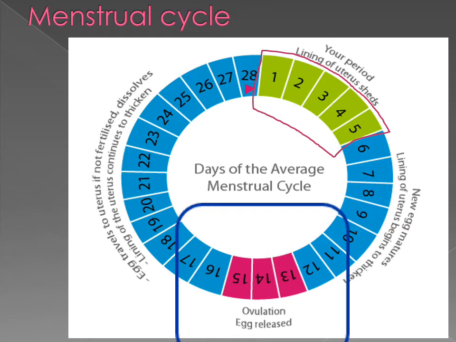We usually take 2 days before and 2 days after. So between days 12 and 16, this is the time when the female is most fertile and she can have a baby if sexual intercourse happens at that time. The other days are days where she cannot become pregnant. So if a couple want not to have a baby, then these other days are the days which are useful for sexual intercourse.